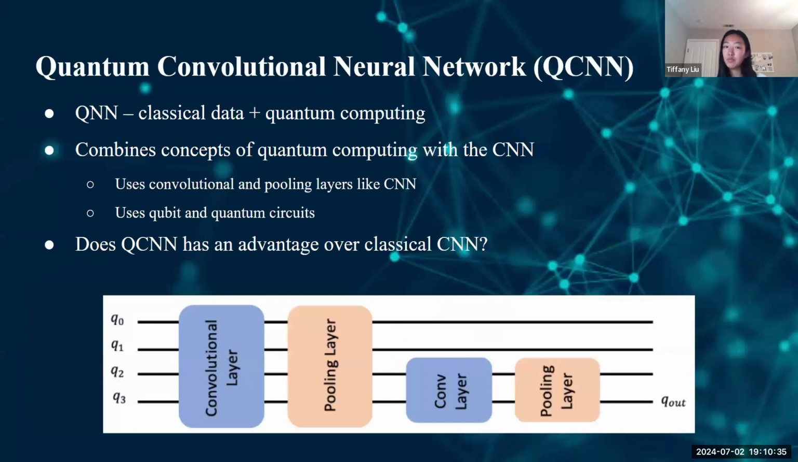So our QCNN will use classical data with quantum computing, meaning our quantum convolutional neural network will use a combination of the quantum computing concepts with the CNN that we just discussed. So like the classical CNN, we'll have convolutional and pooling layers, but we'll use qubits and quantum circuits instead. As you can see in this image, we plan to apply alternating convolutional and pooling layers on our quantum circuit. The secondary purpose of our research is to test if the QCNN has a better accuracy or speed than the classical CNN.